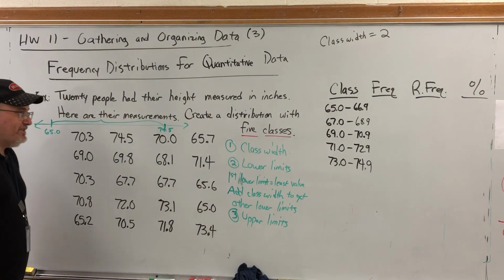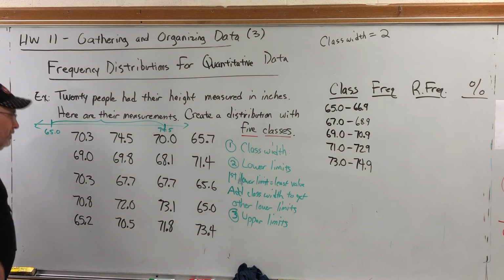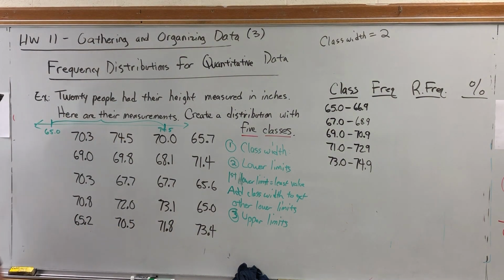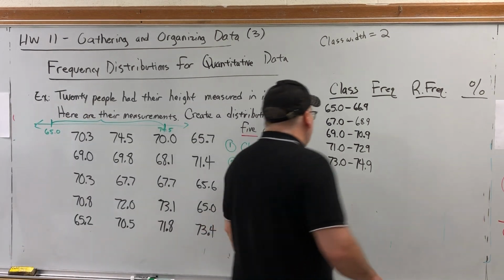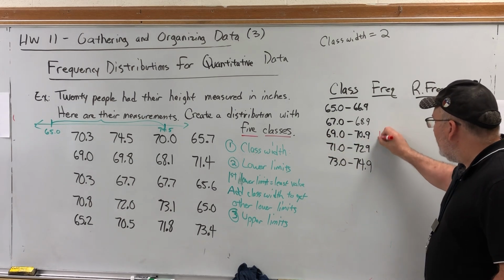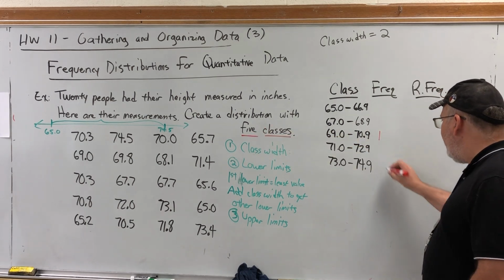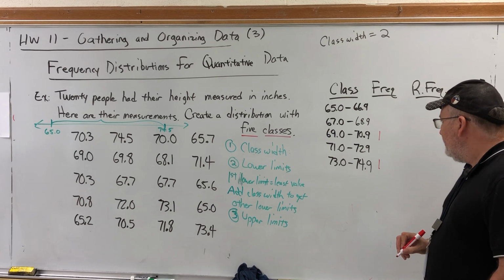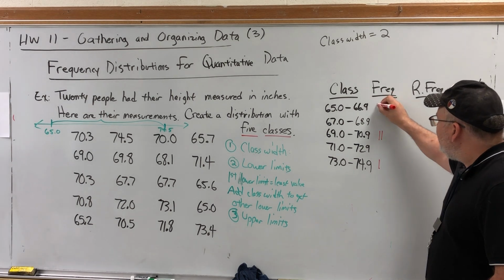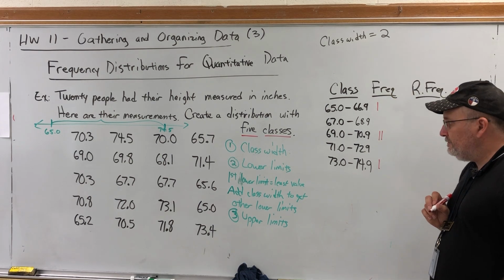Well, once you've built your classes, this is just like the qualitative frequency distribution. We just have to do some counting. So now we need to figure out how many of these fall into each class. So I'm going to start with tally marks and then I'll change them into numbers. So starting with 70.3. 70.3 falls in the third class. 74.5 falls in the fifth class. 70.0 falls in the third class. 65.7 falls in the first class.